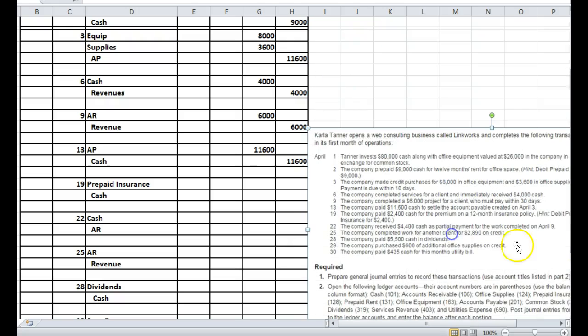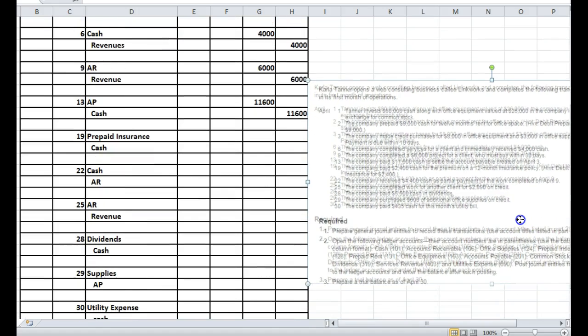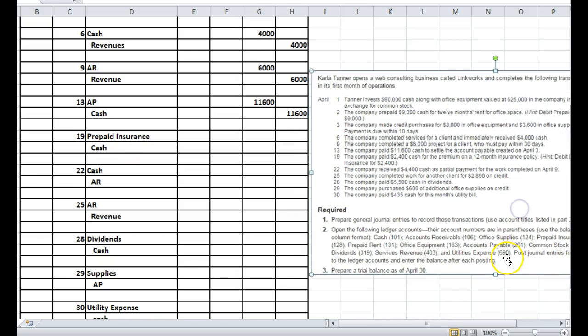Now you've got some more coming up here. Let's move it down. There's quite a few entries here. Now here's another prepaid. It's a prepaid insurance instead of prepaid rent. And this is on the 19th. And it says it bought $2,400 for a 12-month insurance policy. Well, let's see. First of all, I know I paid out $2,400, so that's the credit. And I know I bought insurance, which is an asset because I haven't used it, at $2,400.